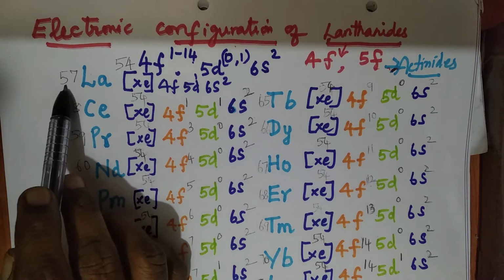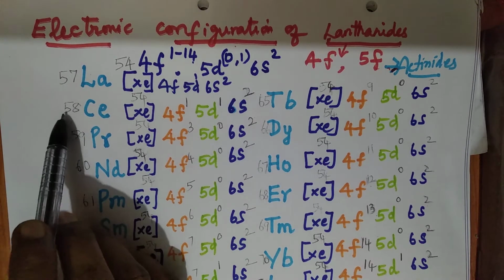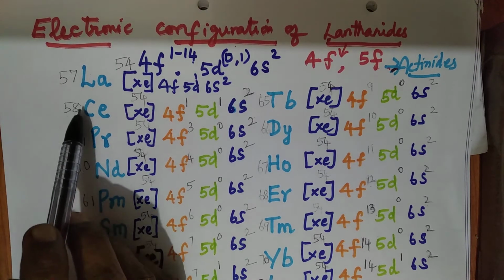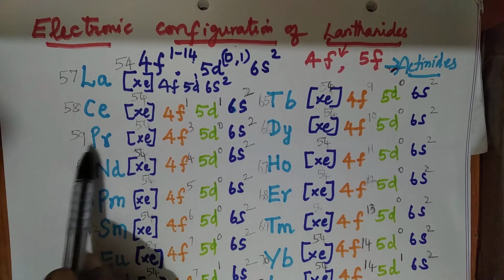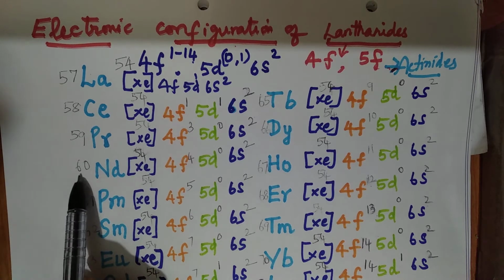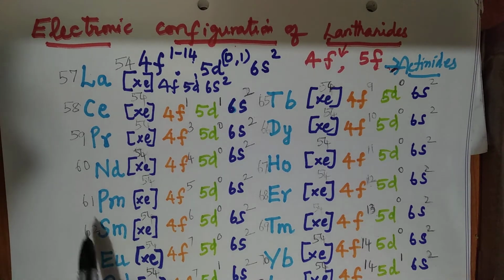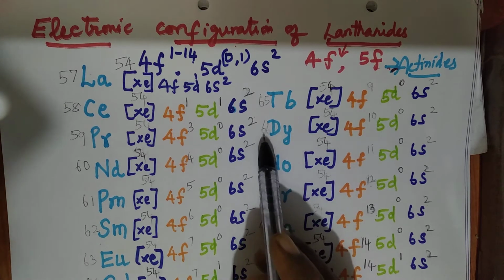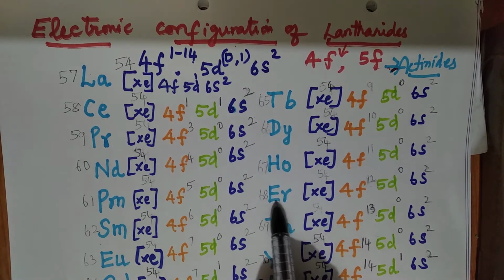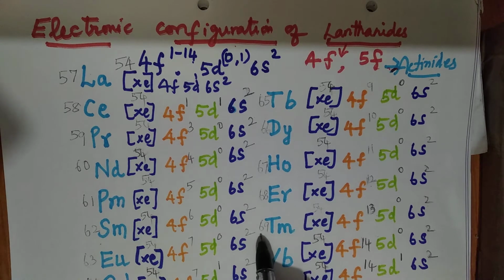For that we are going to see the atomic number also, the number of electrons in each of the elements. Lanthanum 57, cerium 58, praseodymium 59, neodymium 60, promethium 61, samarium 62, europium 63, gadolinium 64, terbium 65, dysprosium 66, holmium 67, erbium 68, thulium 69, ytterbium 70, lutetium 71.